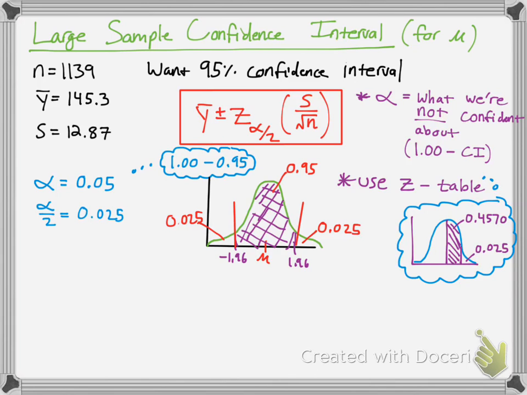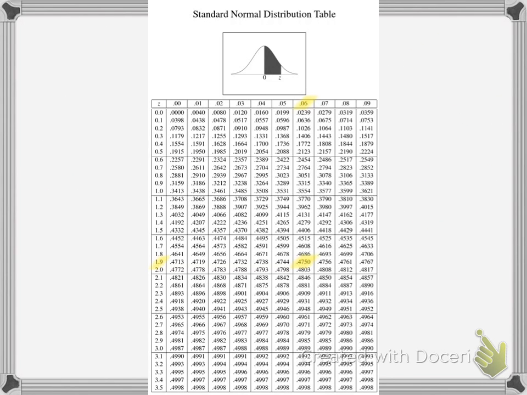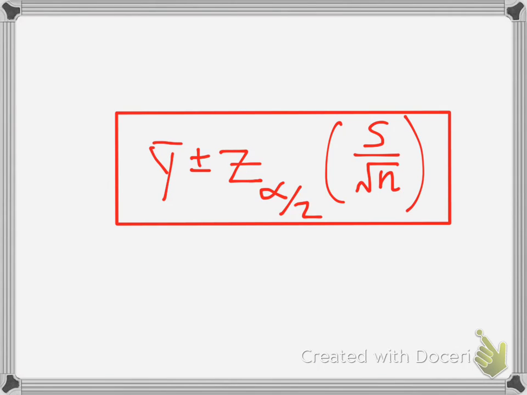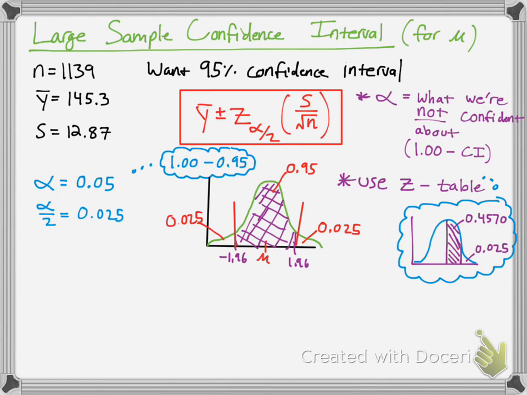So using this curve here, I looked for something that would add up to 50 minus 2.5. So 50 minus 2.5 would be about 47.5. I looked for that on the table and acquired my z value, which is 1.96. And that would be both on the positive end and the negative end, since this is symmetric. And then you simply use the formula.